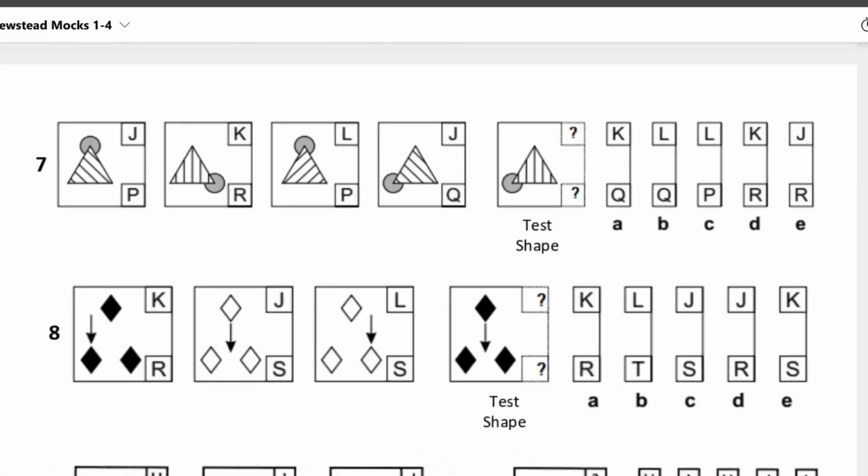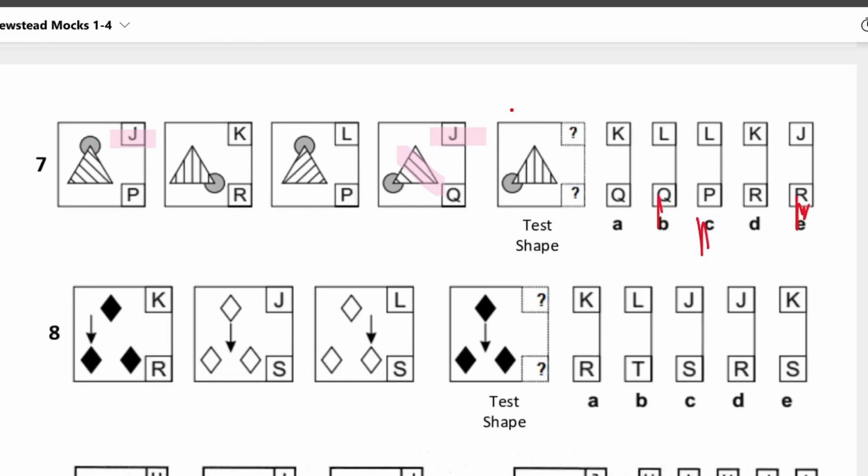Question 7, J and J are similar, which means that probably corresponds to the hatching. It goes from top right, from here to there, to bottom left, and then that means vertical is going to be K, which means we cross out B, C, and E.